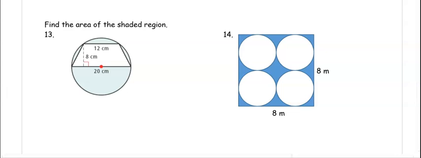Lastly, we have the area of a shaded region. So a shaded region, instead of adding the shapes, we are going to be subtracting the shapes. So in 13, we would have the area of a circle minus the area of a trapezoid.